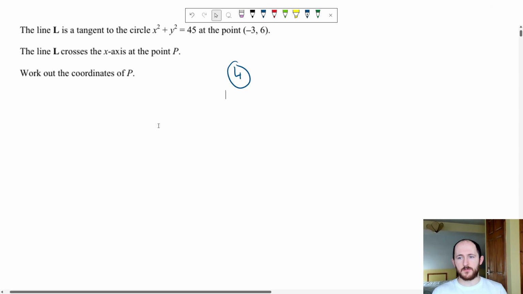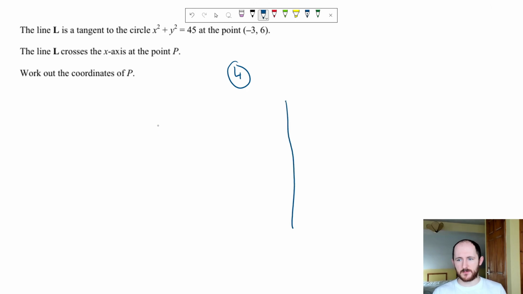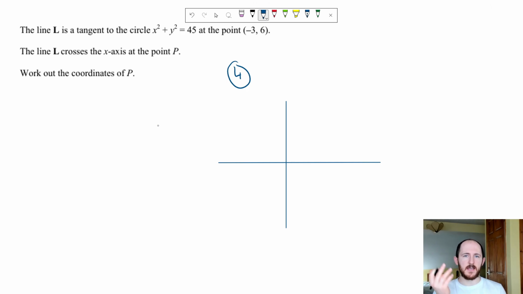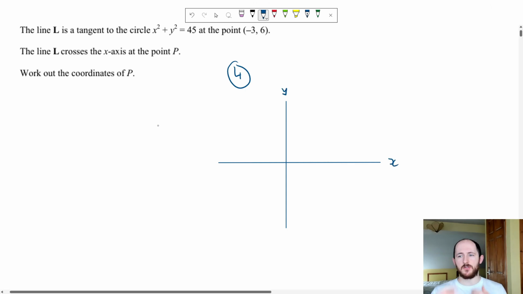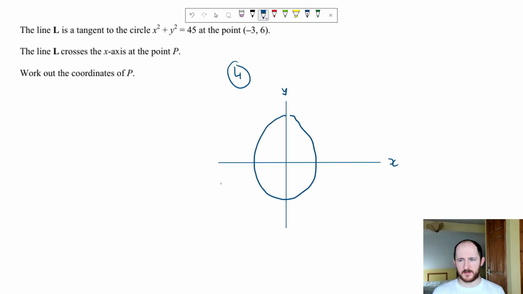Now I'm going to draw a diagram because maths is extremely visual. It doesn't have to be a work of art, it's just so you can visually see the information they've given you. This is also extremely important if any of you want to do A-level maths or A-level science. Drawing things out really does help. So x squared plus y squared is 45, so we know what the radius is, but it's not a very nice number, so there's no point in really working it out.